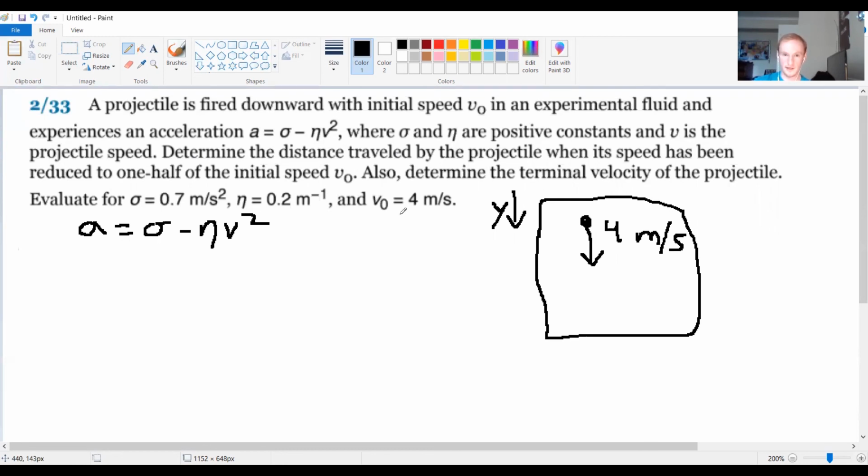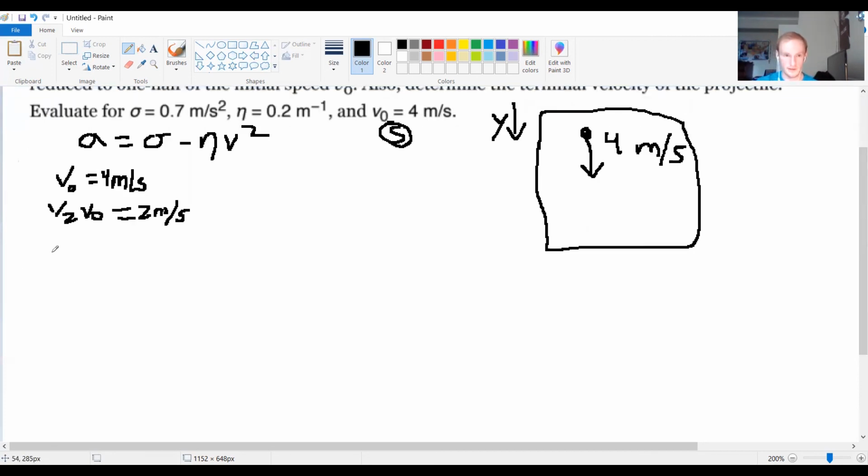All right, so we're going to need an s variable at some point, by the projectile when its speed has been reduced to 1/2 of the initial speed, v0. Okay, so we have two conditions. So we have v0, which is 4 meters per second, and 1/2 v0, which will be 2 meters per second, which we won't really need to use until the very end.